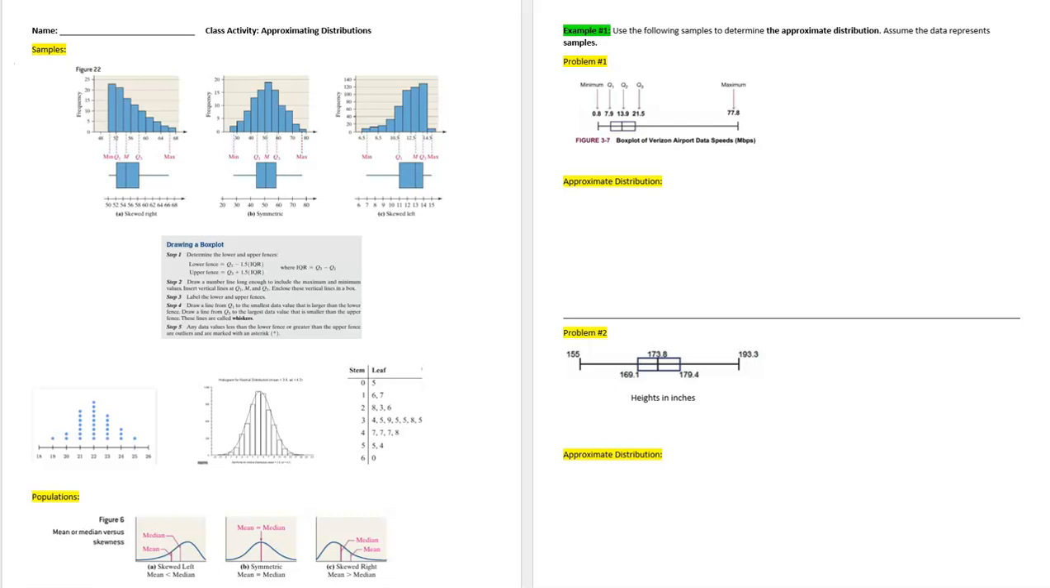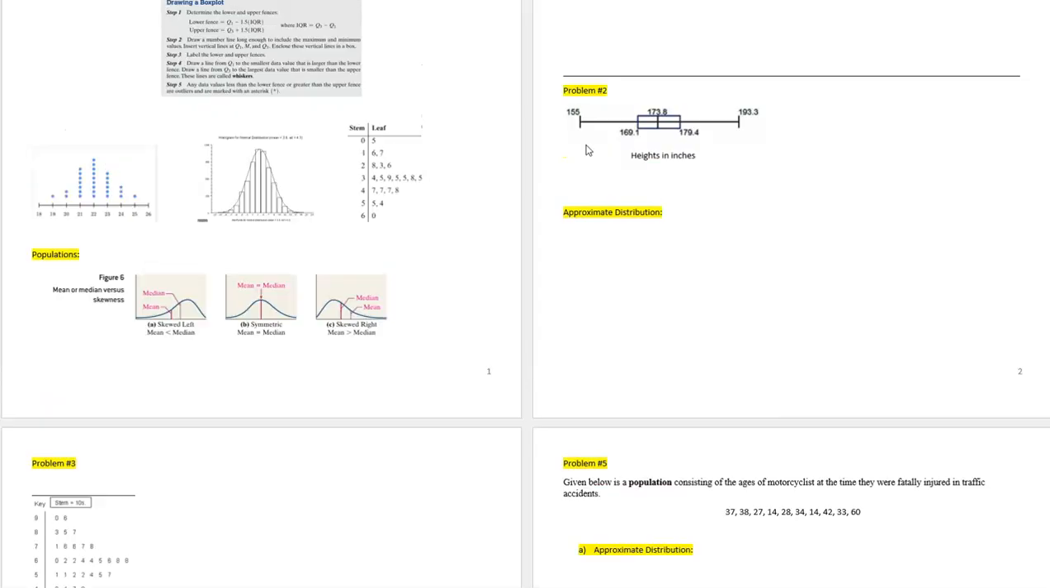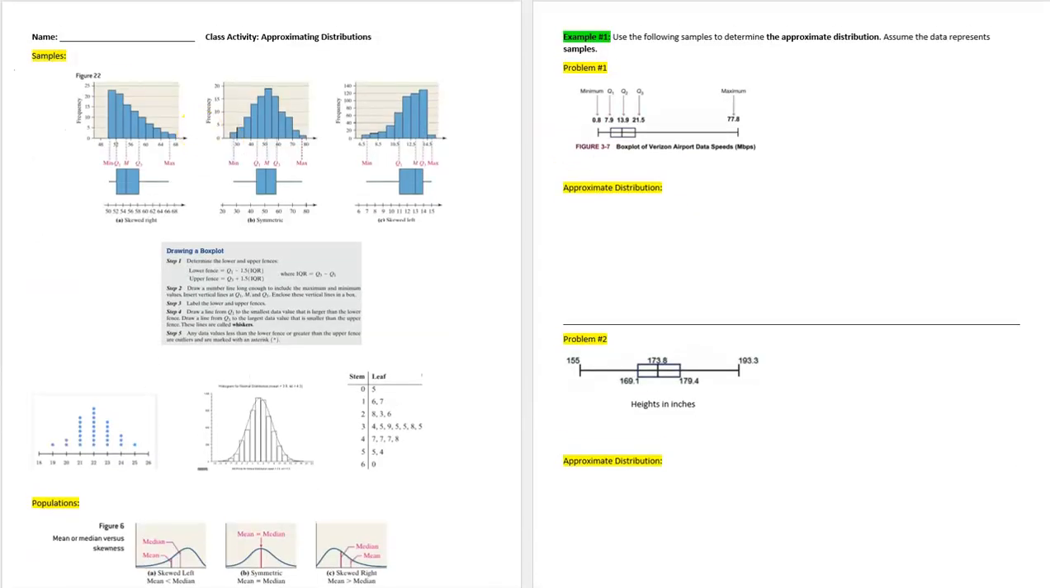Hi class, we're going to take a look at example 1, 2, and 3. Now for these three examples, they're all actual samples. So the main idea is if you're actually given a sample, then in that case, we're going to be looking at the position of the IQR.